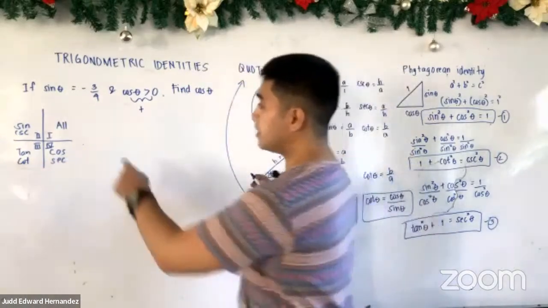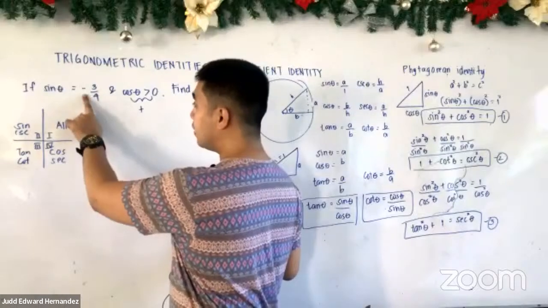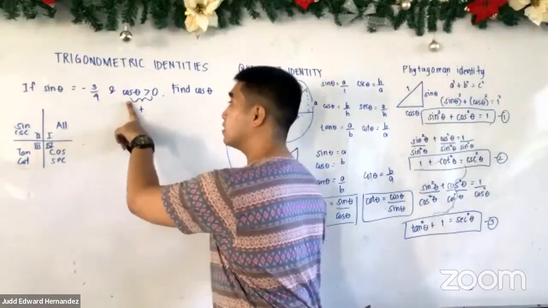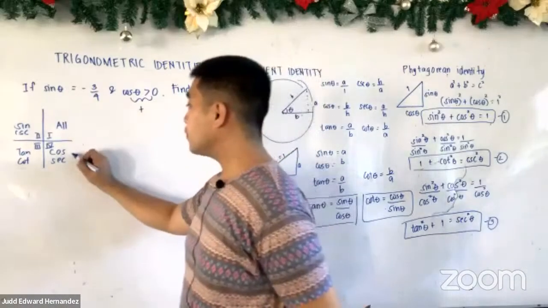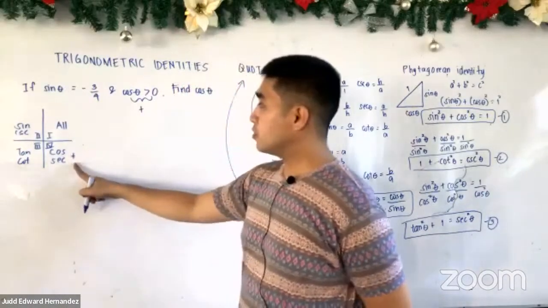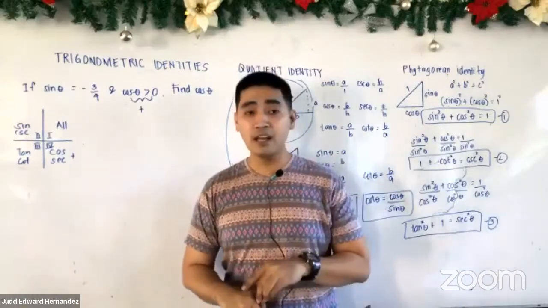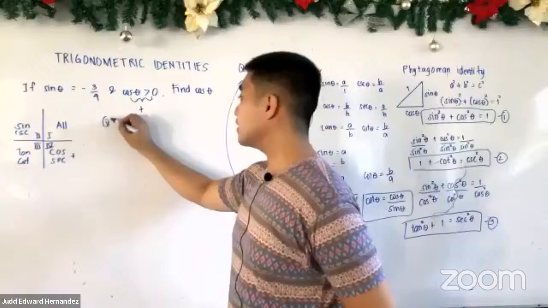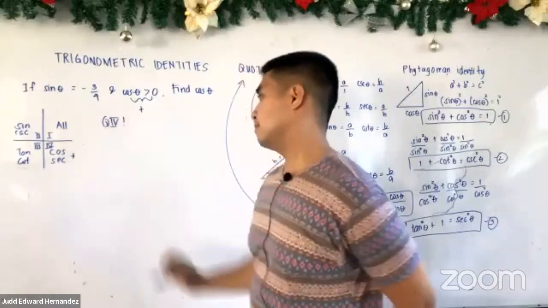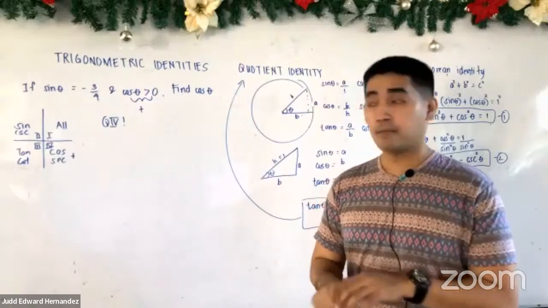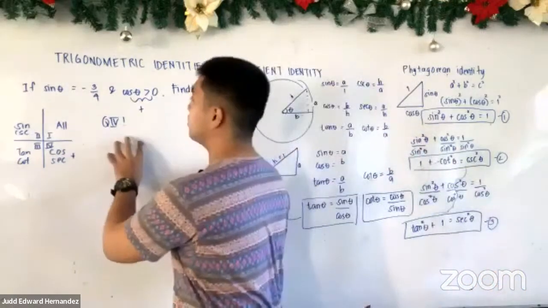Okay. So ibig sabihin, sine theta is negative. So that is negative 3/4, while cosine theta is greater than 0, positive. Therefore, dito lang po positive si cosine at dito po negative si sine. So ibig sabihin, matatagpuan natin siya sa quadrant 4. Is this clear? Yes or no? Yes po. Okay, so sa quadrant 4 natin siya matatagpuan.